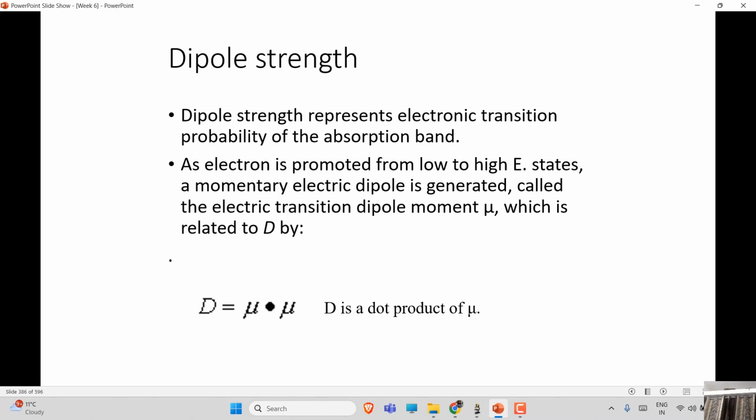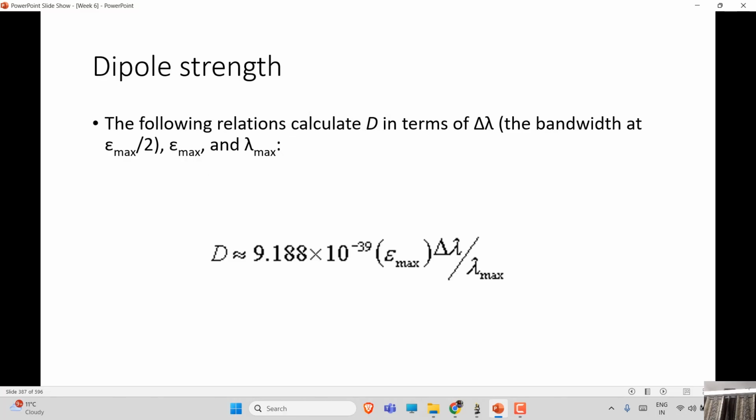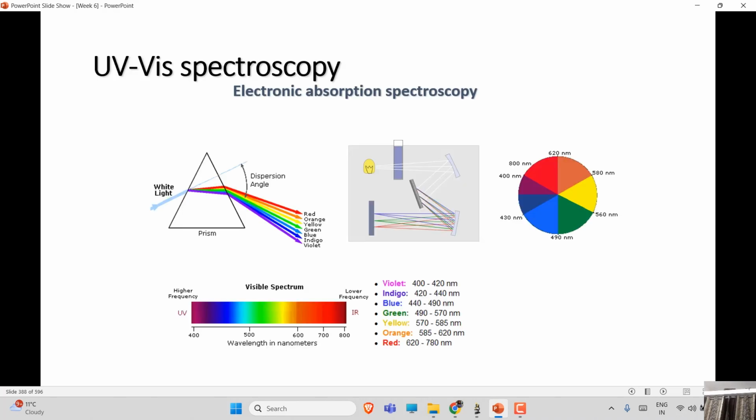So dipole strength represents the electronic transition probability of the absorption band, and as an electron is promoted from low to high energy states, a momentary electric dipole is generated, called the electric transition dipole moment mu, which is related to D. You can see D is a dot product of mu. So the following equation relates D in terms of lambda and delta lambda.